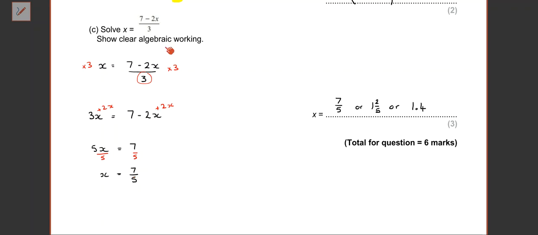So basically, you get 1 mark for times 3, 1 mark for adding the 2x, it's those stages. So timesing by 3 gets you 1 mark, plusing 2x gets you 1 mark. If you just plus 2, that's wrong.